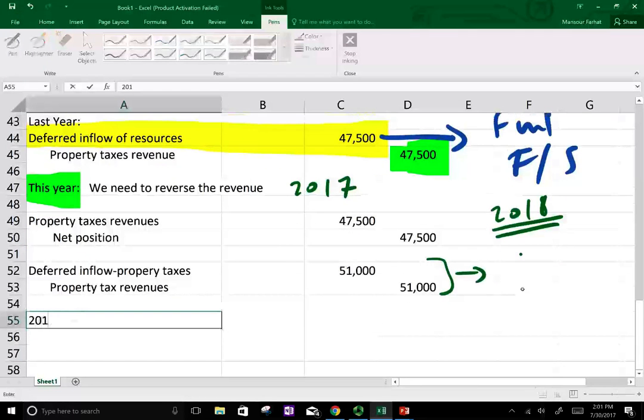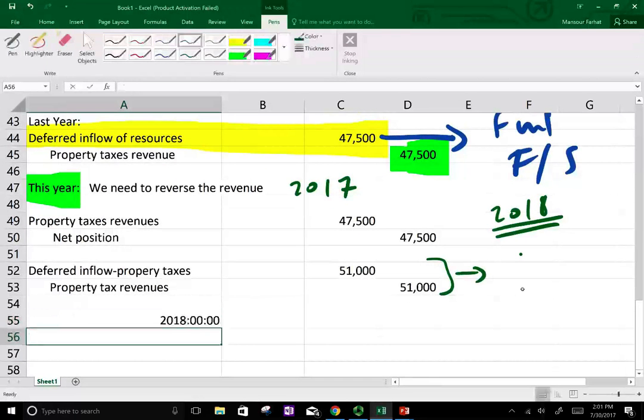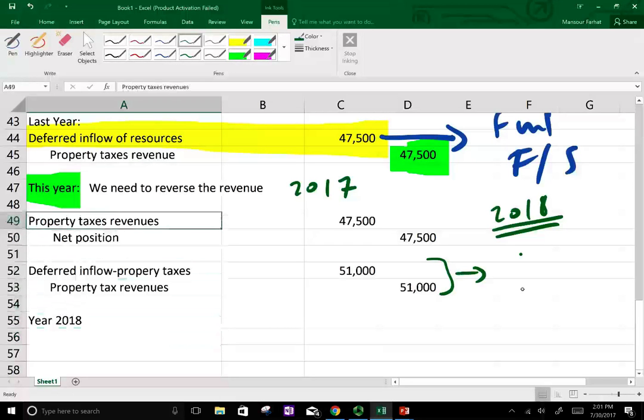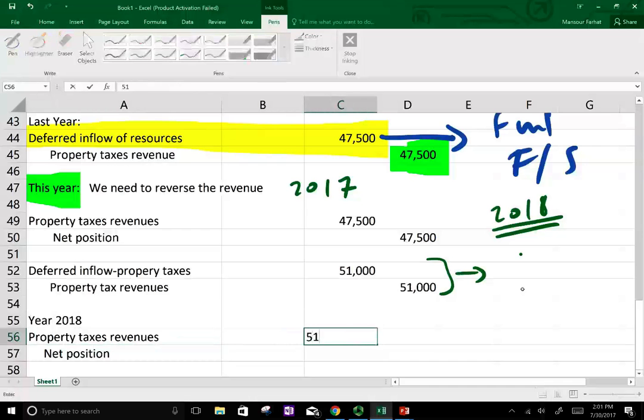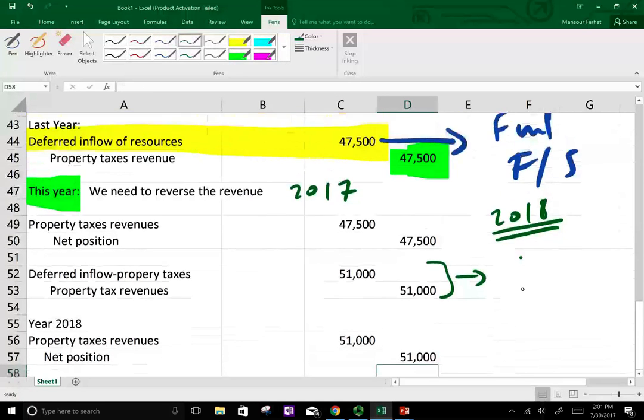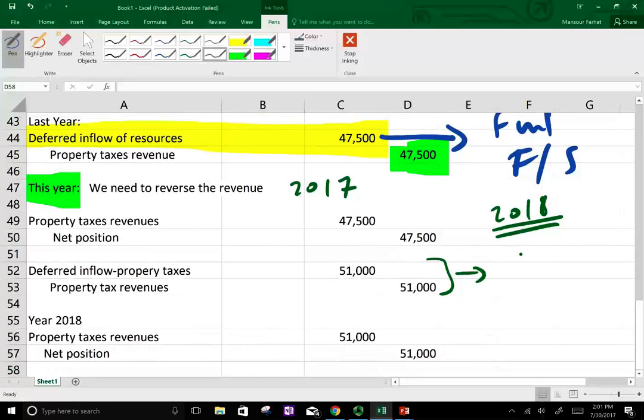This is not asked in the question. So in year 2018, what we do is we debit property tax revenue and we credit net position for 51,000. And now hopefully, after I did this entry, this entry makes sense.